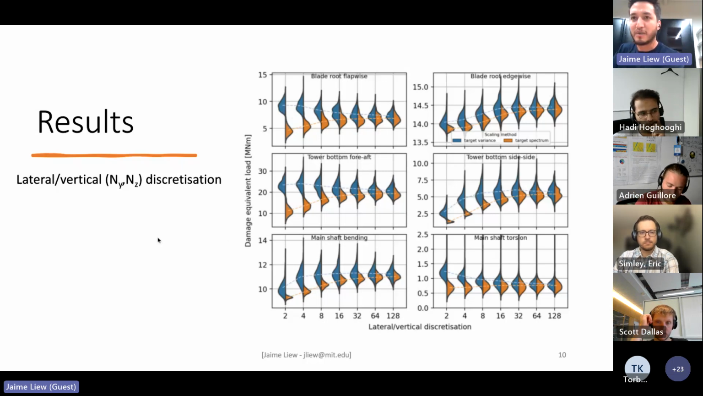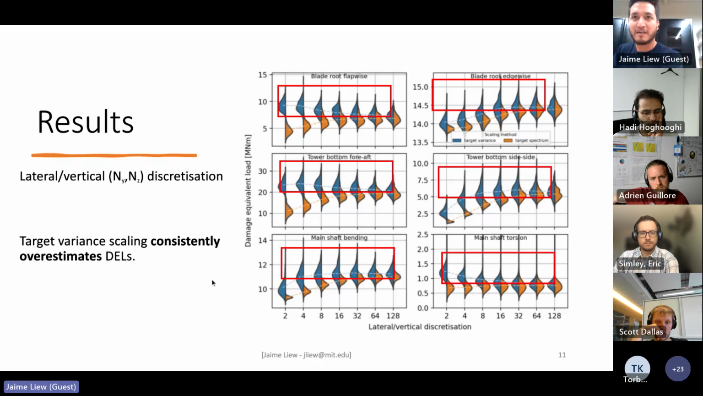So there's a few takeaways we can take from this, and I'll just direct you to some of them. The first is the target variance method, that is performing a scaling on the turbulence box, consistently overestimates the fatigue loads. I performed this scaling as described in the HAWC2 manual, so it is commonly used if you're using the default HAWC2 methodology, and it's consistently higher. This blue line is overestimating the fatigue loads for all of these 6 components.